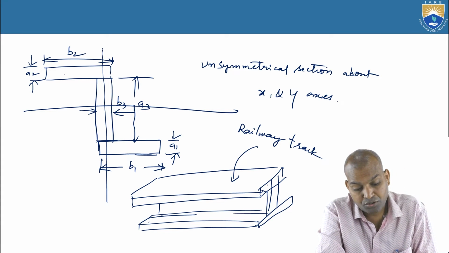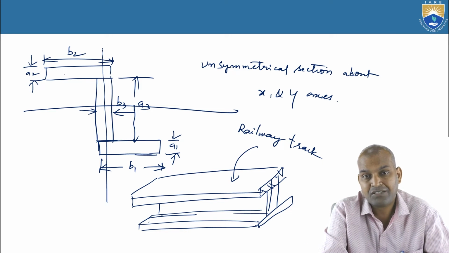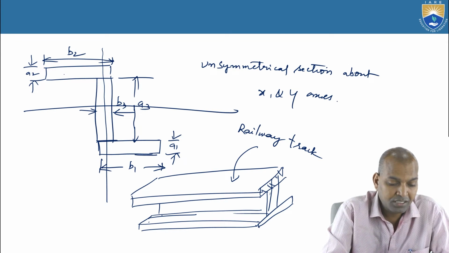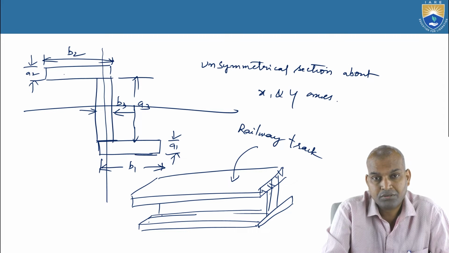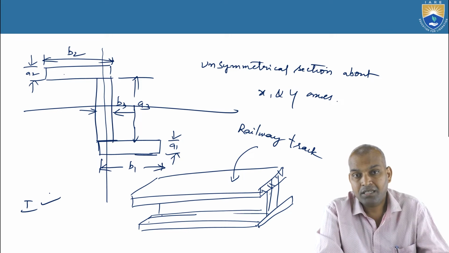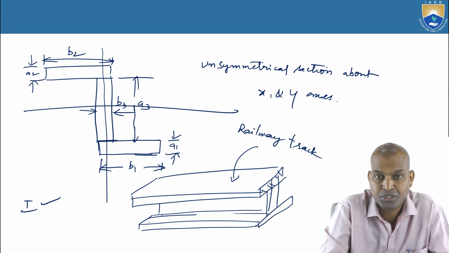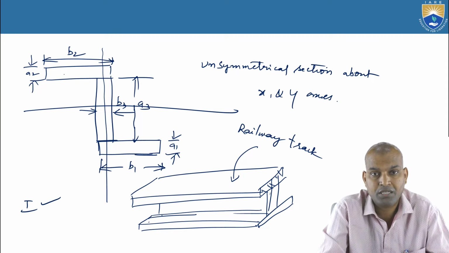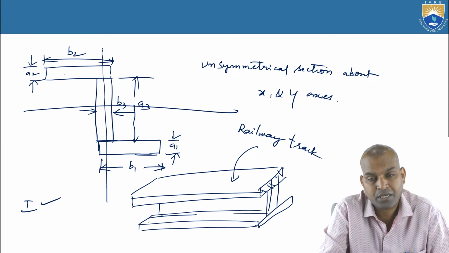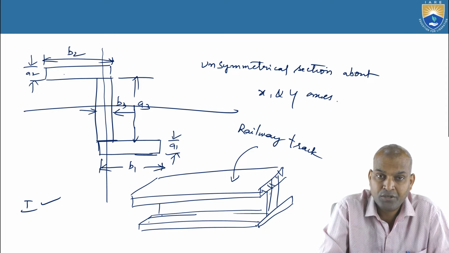So for this section you have to find out the centroid. What is the use of the centroid calculation? The centroid calculation is required to find out the area moment of inertia I, and the area moment of inertia I is required to find out the bending stress distribution and the shear stress distribution when the load is applied on such types of sections. It is interconnected. Why should we find out the centroid? The centroid is required to find out I. What is that I? Area moment of inertia.